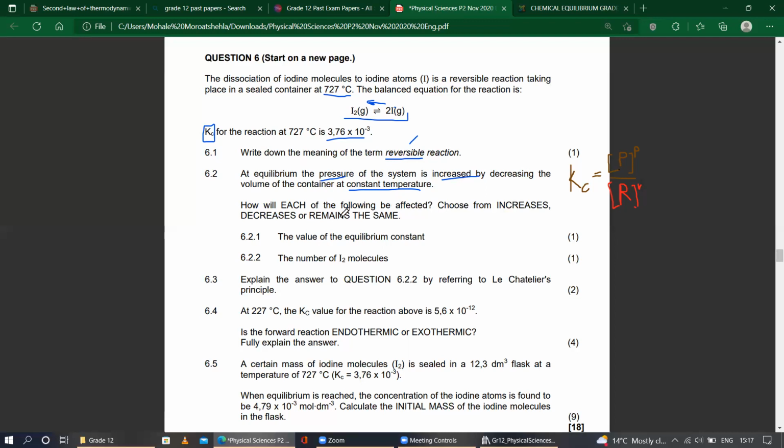Yes, sir. Okay, then they say the number of iodine molecules. Since the pressure is increased, we're going to look at the side with more moles, right? We're just going to look at this. This is 2, and this is 1. So you look at the ratio, right?